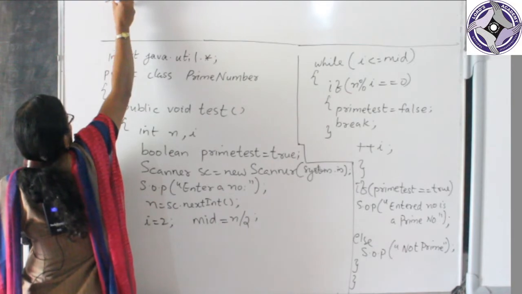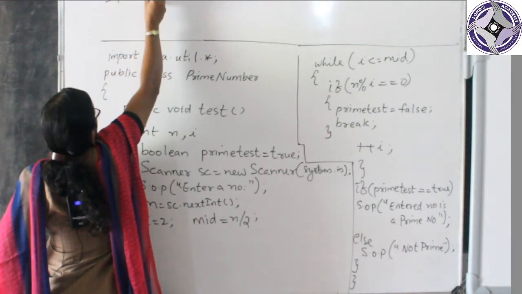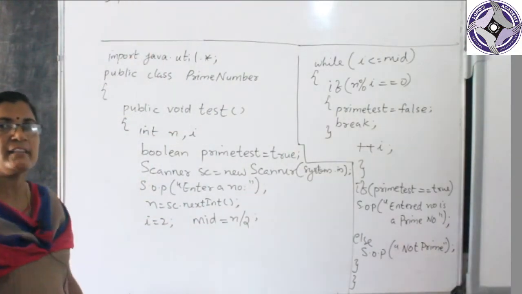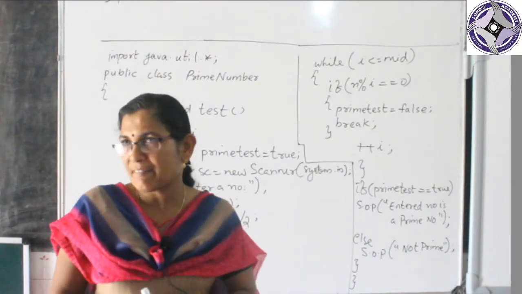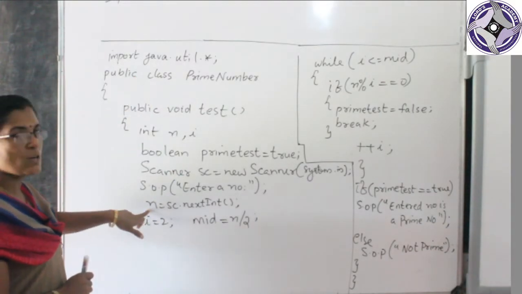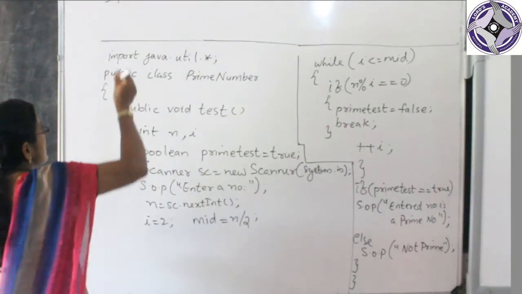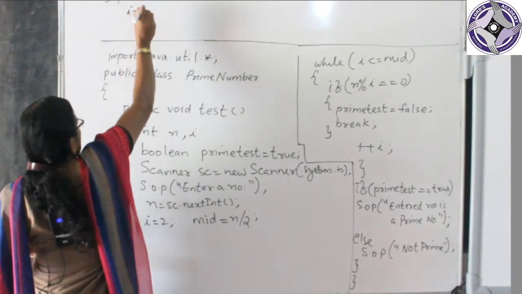Input: n equal to 17. Imagine that the user has entered the value 17 as input. N has got the value 17. I is equal to 2. I is initialized as 2.